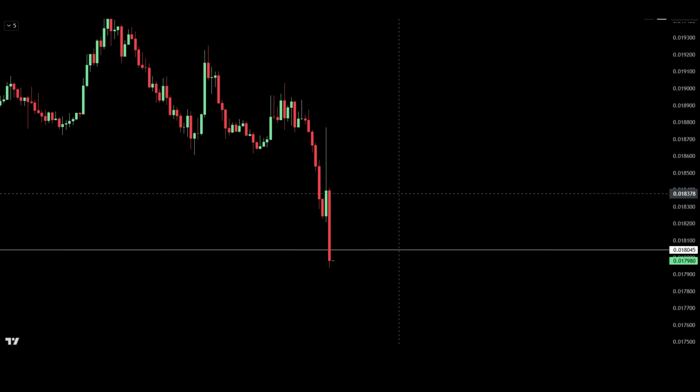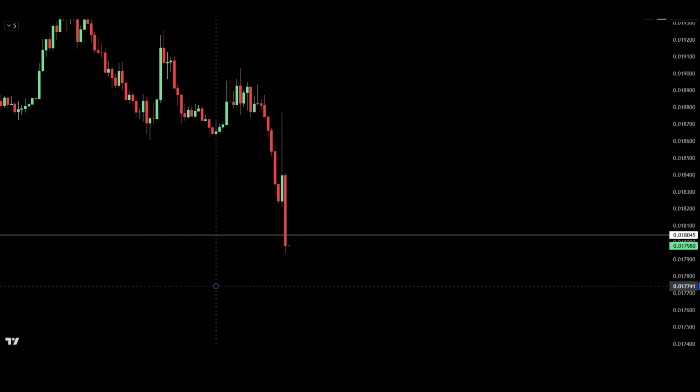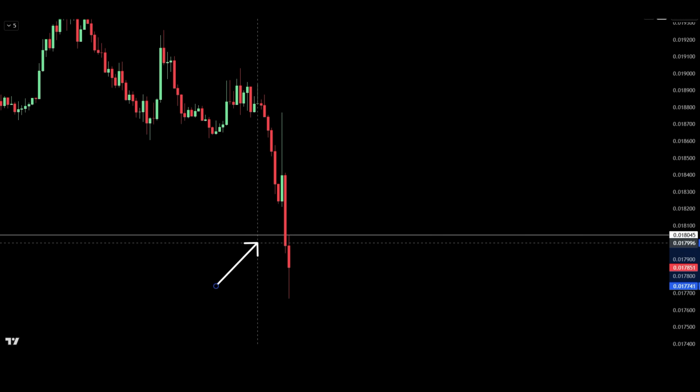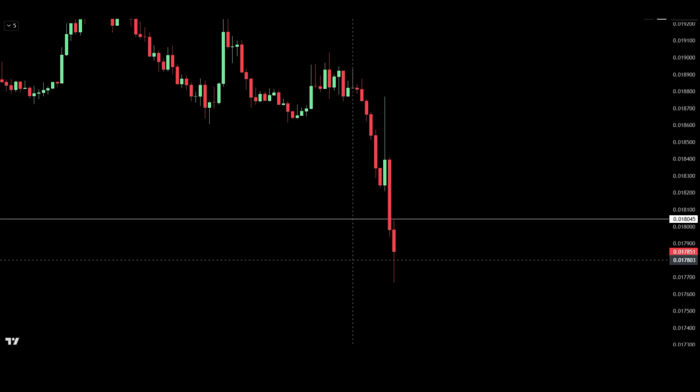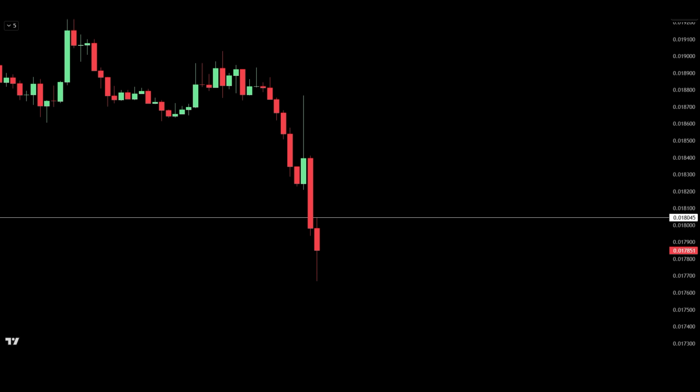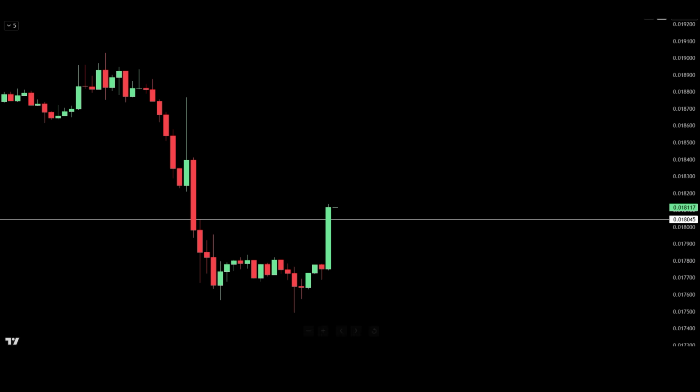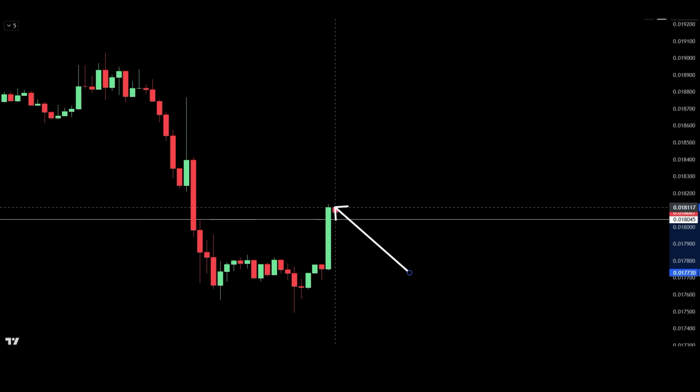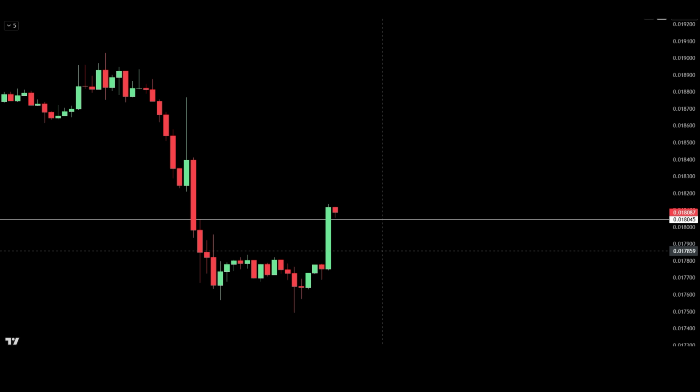So you can see over here, price has just broken below the weekly low. So this is the weekly low. Price breaks below the weekly low and we do nothing at this point. We just wait for price to come back into the range. So you can see price coming back into the range. And there you go. Now we get a nice strong candle coming back into the range. So this is now where we can look for an entry.